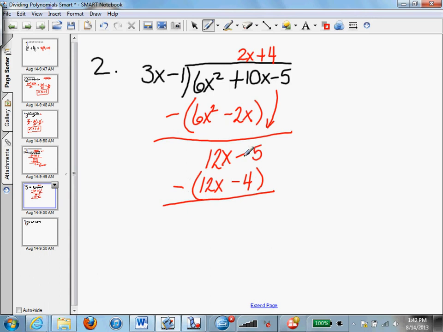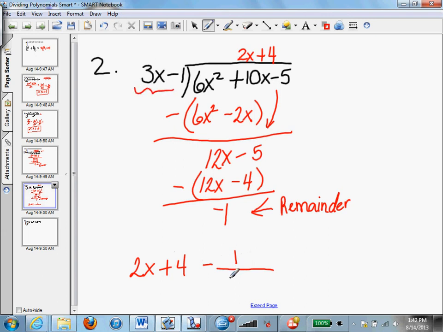Then we have a negative 5 minus a negative 4. That's like negative 5 plus 4, or just negative 1. We can't take it any further, so negative 1 is our remainder. You could either say that the solution is 2x plus 4 with remainder negative 1, or you can write the whole solution as 2x plus 4 minus 1, and then you write that over, the remainder, over the piece that you're dividing by. So that would be negative 1 over 3x minus 1. And that's the solution to that problem.